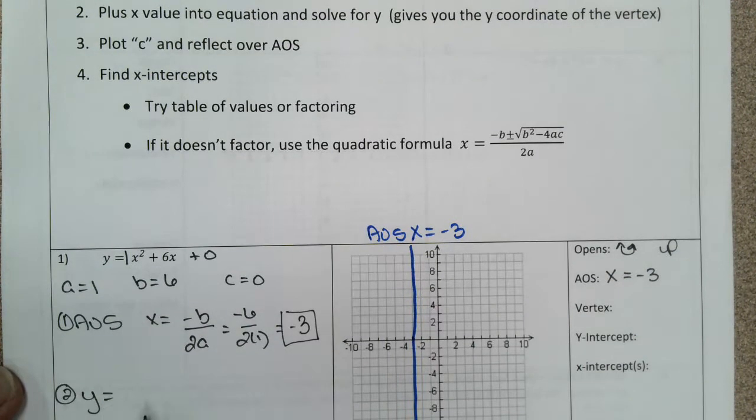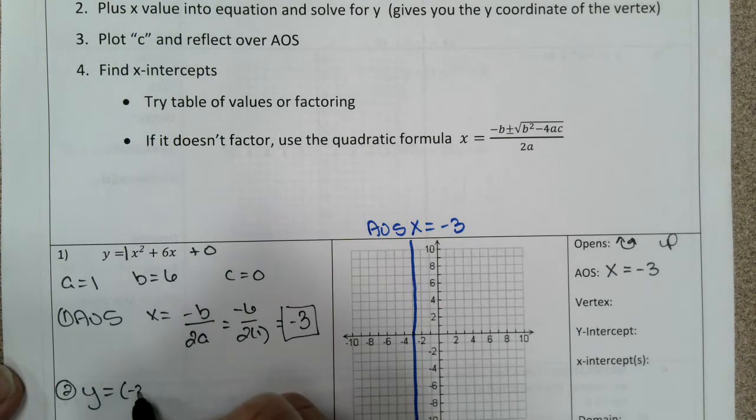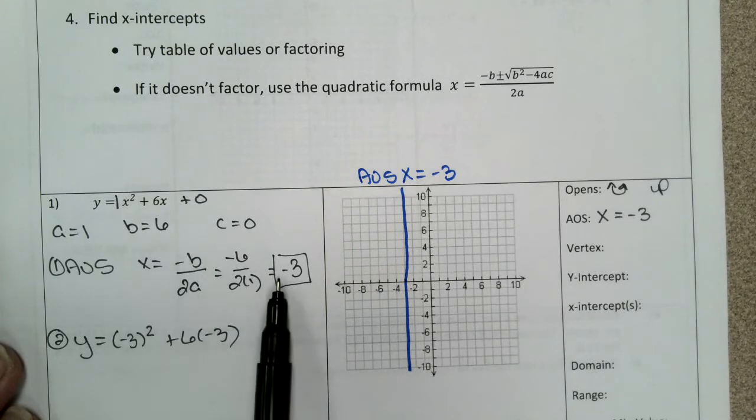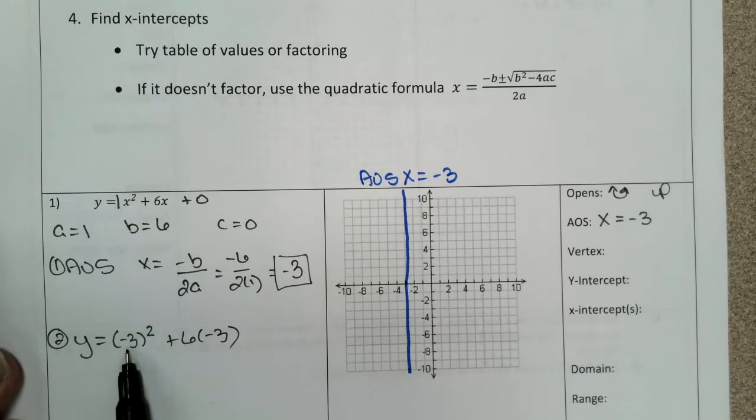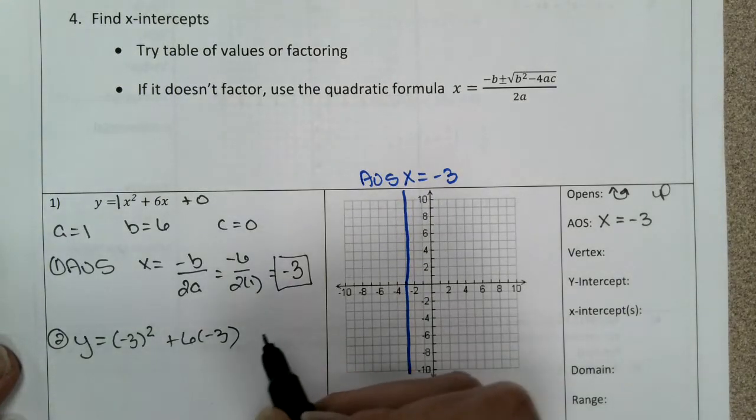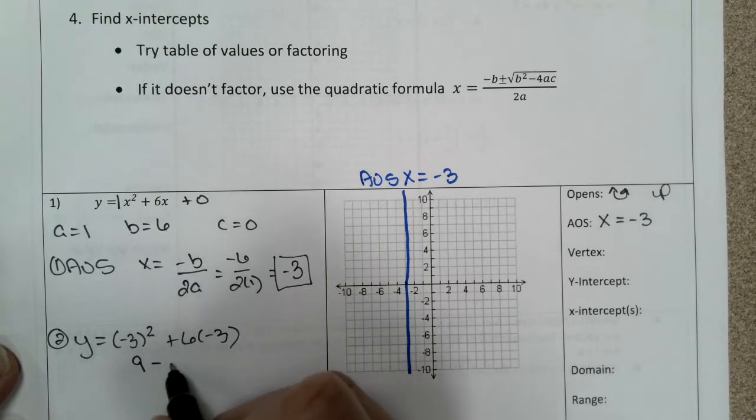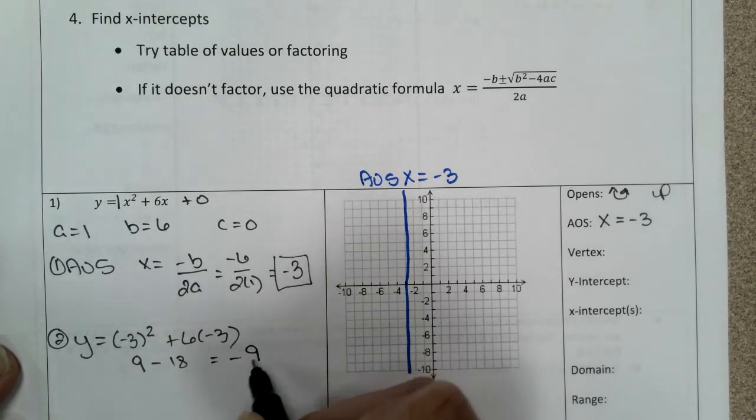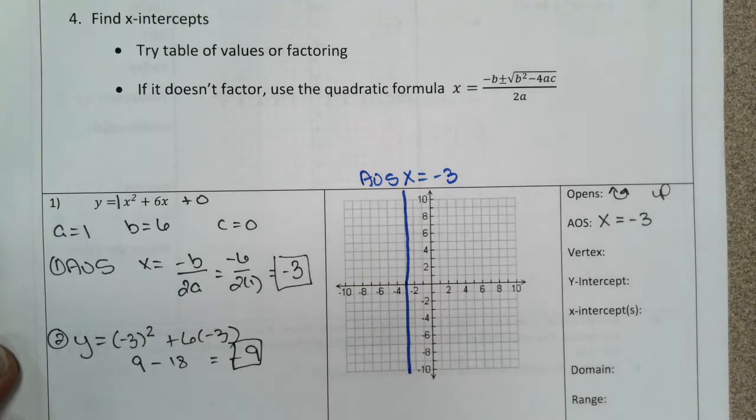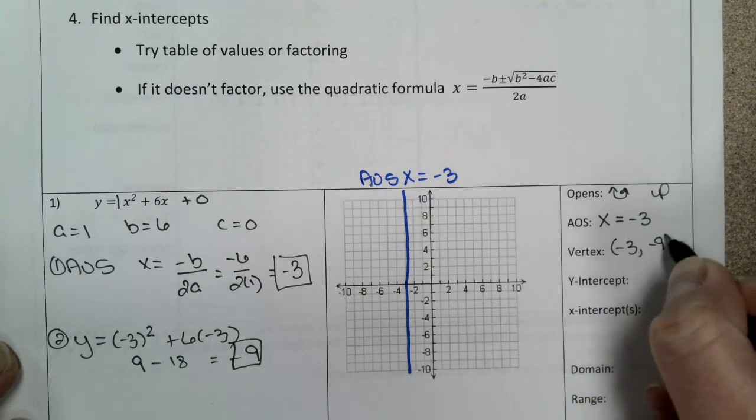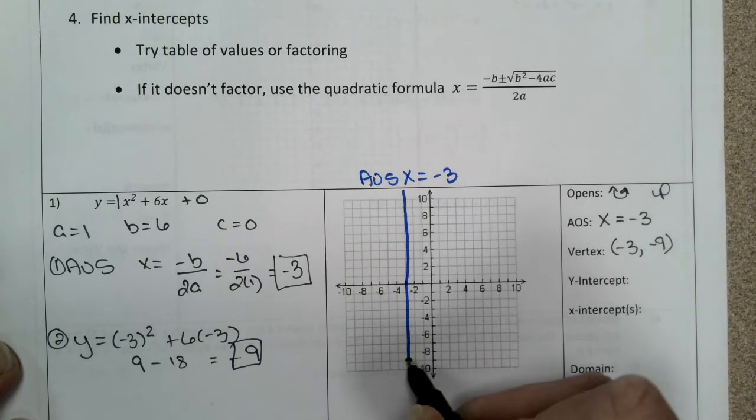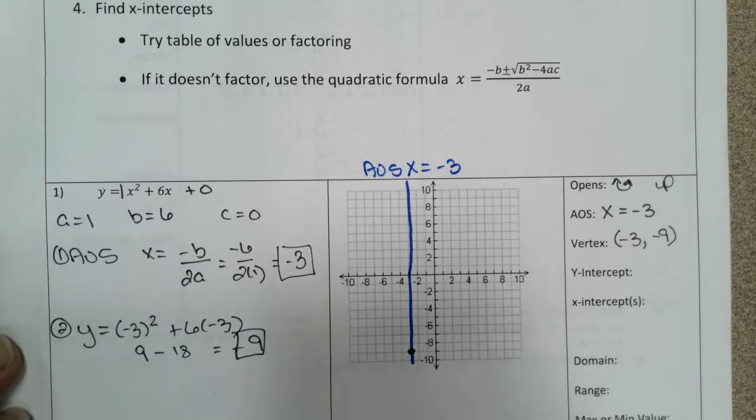So in place of x, now I'm going to plug negative 3 in. We've talked about what happens when x is negative before. You need to put parentheses around this so that when you plug it into your calculator, this gives you 9 minus 18, which is going to be negative 9. So steps 1 and 2 work together, and they tell you your vertex is at (-3, -9). So it's right there on your axis of symmetry.